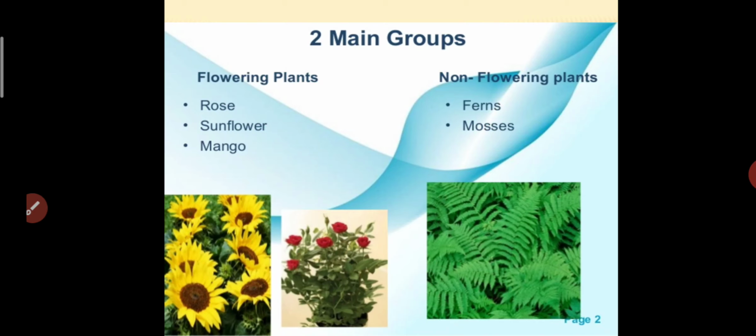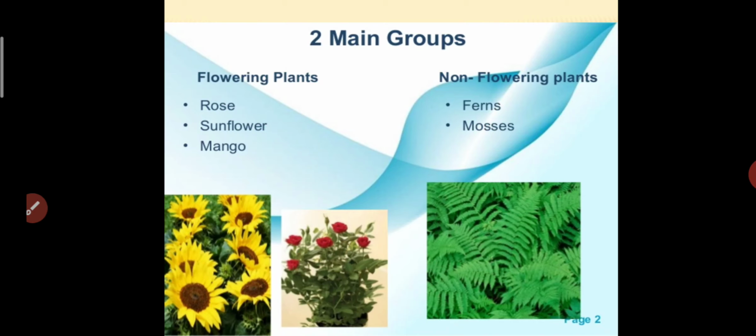Flowering plants are those plants that bear flowers, and non-flowering plants are those that do not bear flowers. Examples of flowering plants are rose, sunflower, and mango. We have seen that the rose has given flowers, sunflower plants also give flowers, and mango trees also give flowers. Examples of non-flowering plants are ferns and mosses. We have seen that they do not have any flowers.